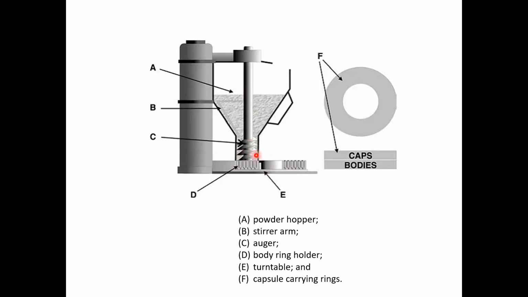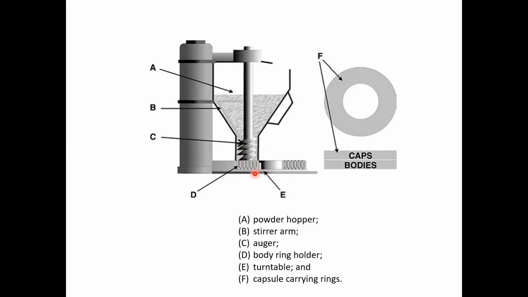Please remember that this plate revolves, so that all the bodies held in this plate will get filled. A few bodies will come under the hopper and get filled, then the plate will rotate and keep doing so till all the capsule bodies are filled. The fill weight is controlled by the speed of the auger and the speed of the turntable. So these two will decide the fill weight. How long the capsules remain below the hopper for filling is also important.